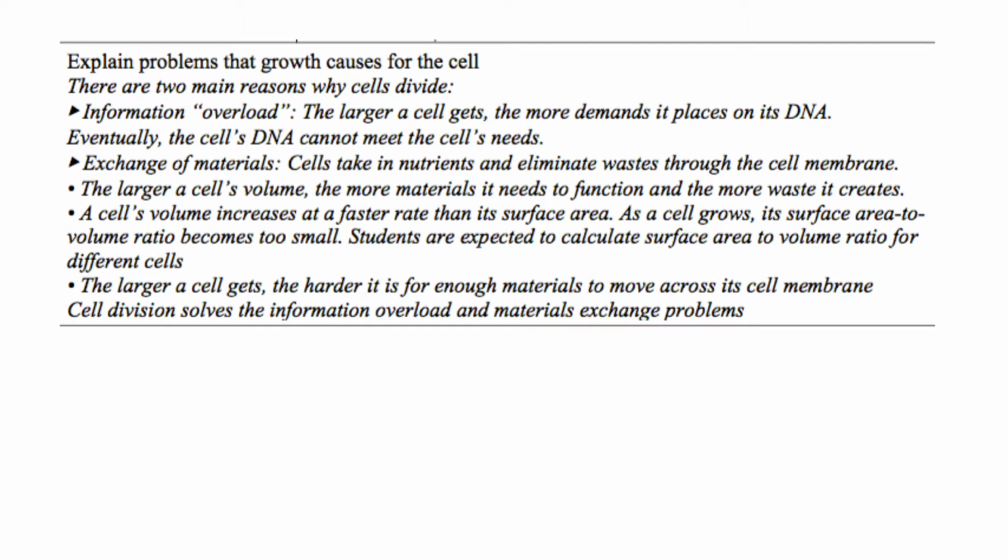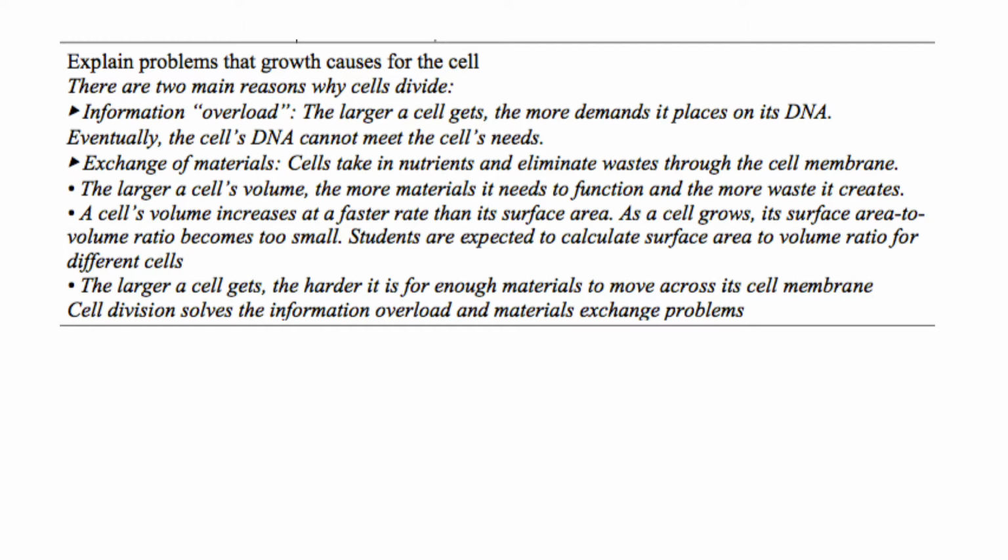Now what happens is when the cell increases in size and in number, then there is a load on the information, and that information is in the DNA. Remember I told you the DNA is like a library. So like this, the information gets overloaded. So the one problem faced by the cell is information overload. The larger a cell gets, the more demand it places on its DNA. So in order to meet the cell's needs, the cell now starts dividing.